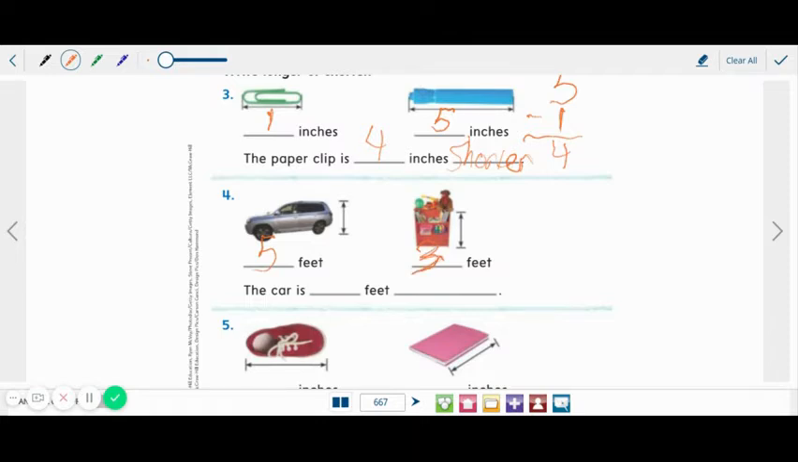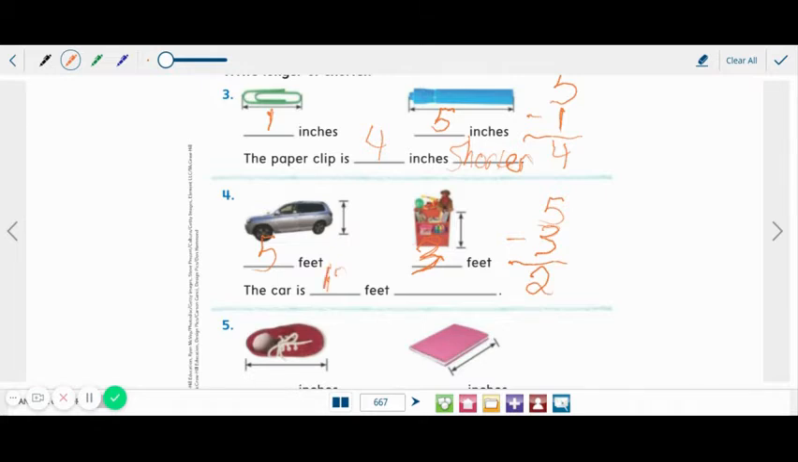All right, so take a moment, pause your screen now, and then fill in the blanks in the sentence below. Alrighty, you have paused the video, and you are going to have the right answers here. So 5 feet for the car minus 3 feet for the bookshelf. The car is a little bit taller than the bookshelf here, so we're going to do 5 minus 3, comparing the two. The car is going to be 2 feet.